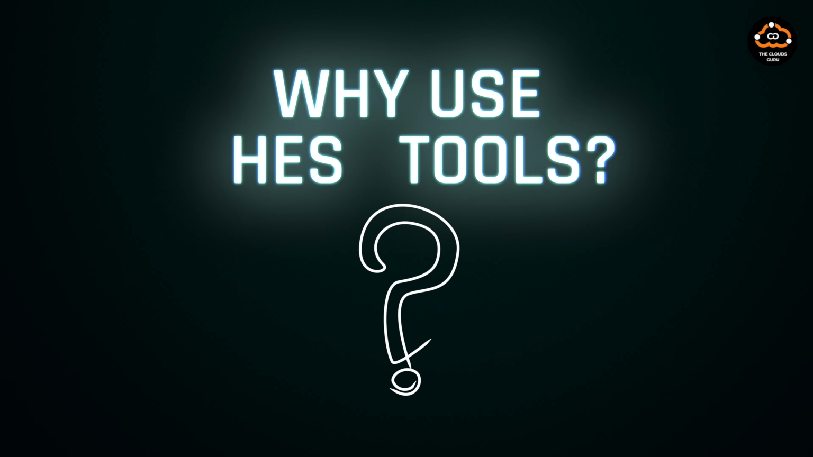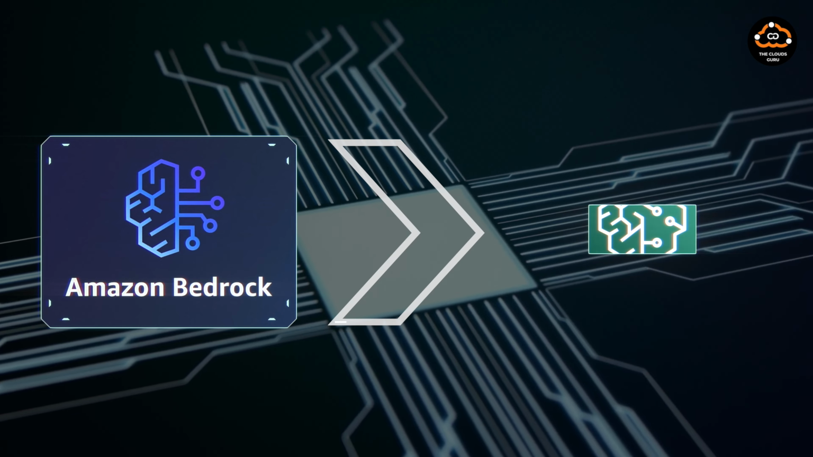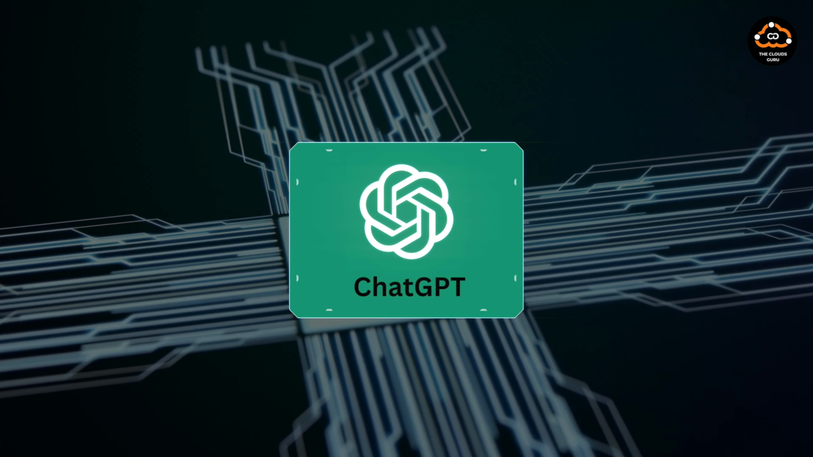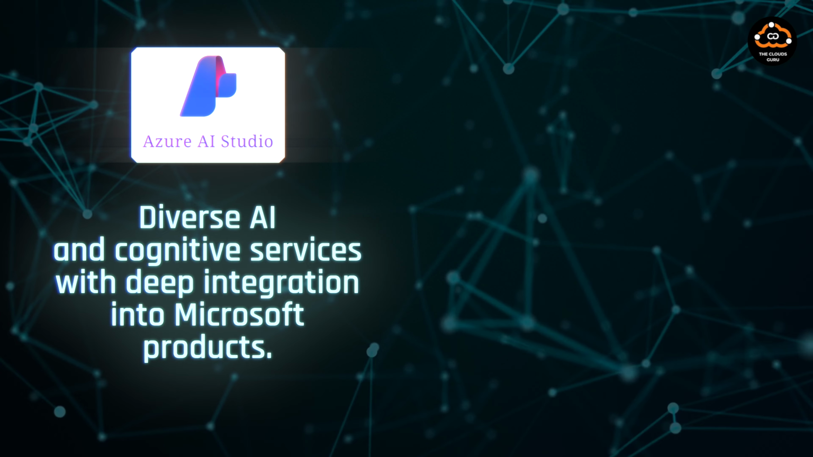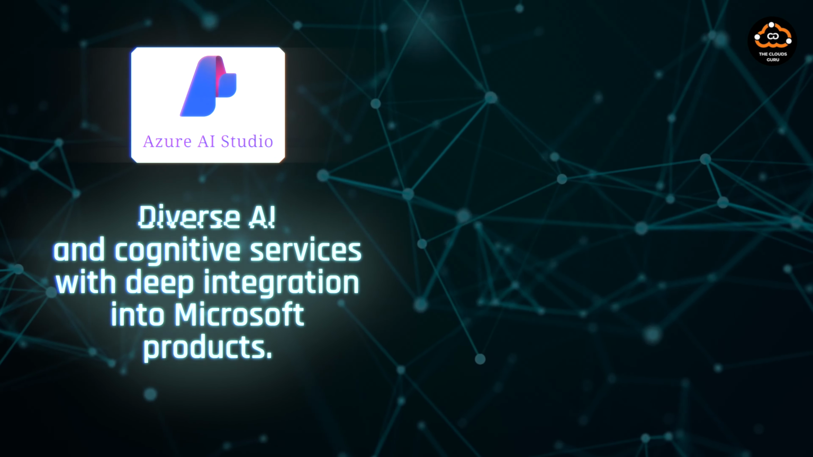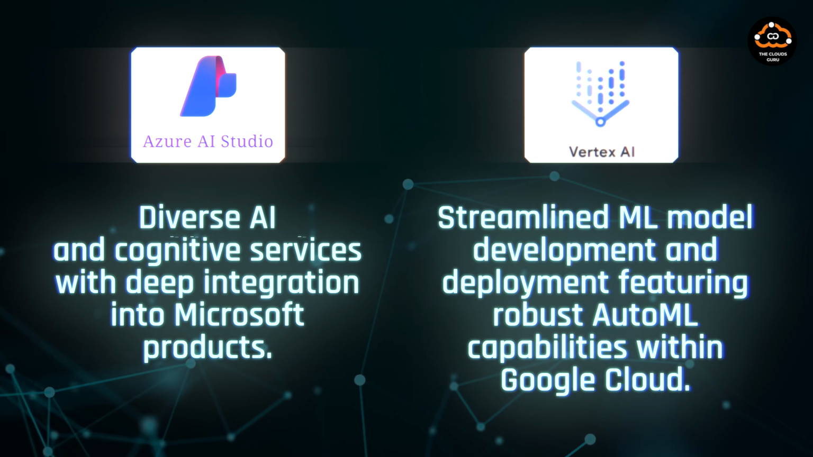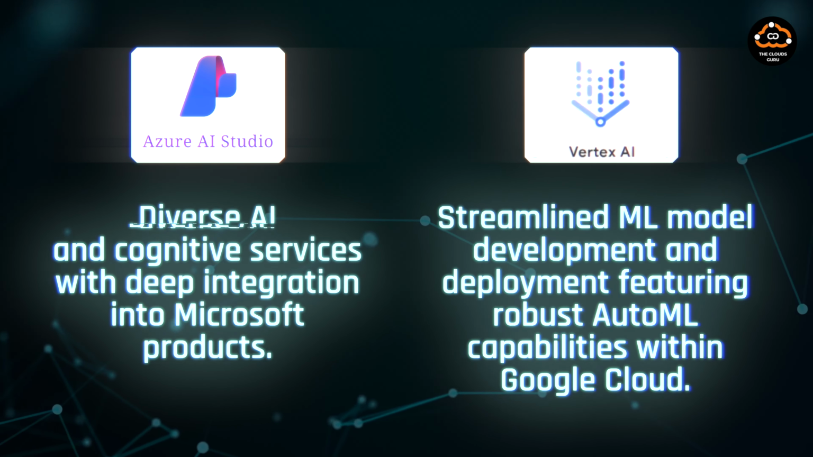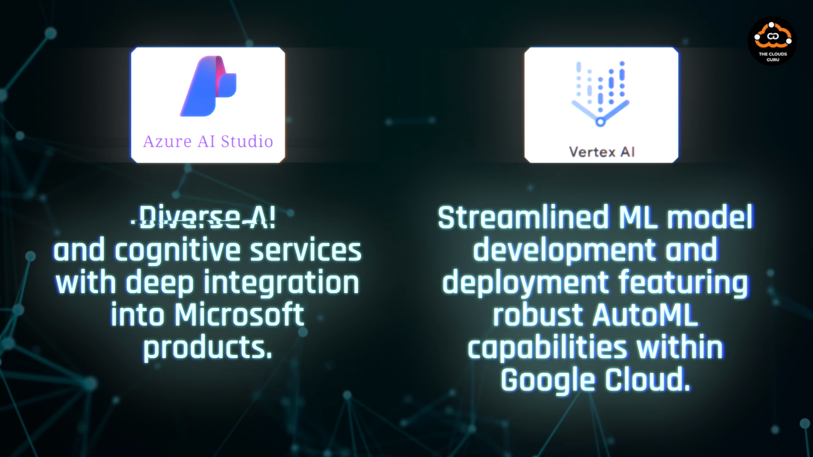But why use these tools? How do Azure AI and Vertex AI differ from each other, or Bedrock from SageMaker? And even ChatGPT on its own? Azure AI offers diverse AI and cognitive services with deep integration into Microsoft products, while Vertex AI focuses on streamlined ML model development and deployment, featuring robust AutoML capabilities within Google Cloud.